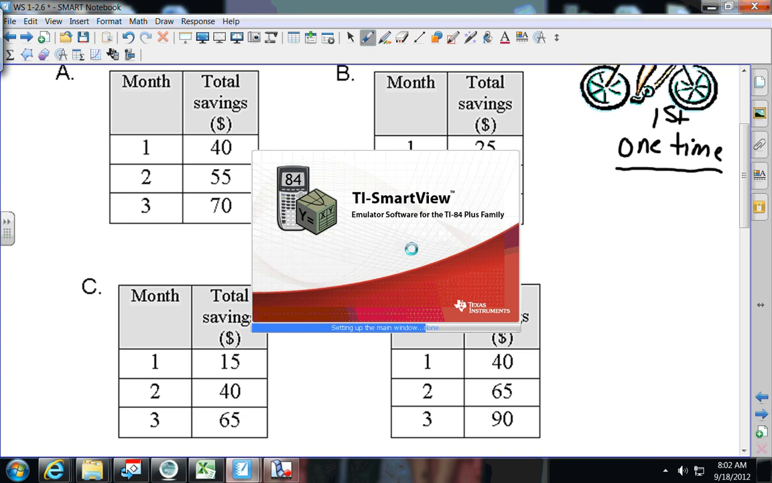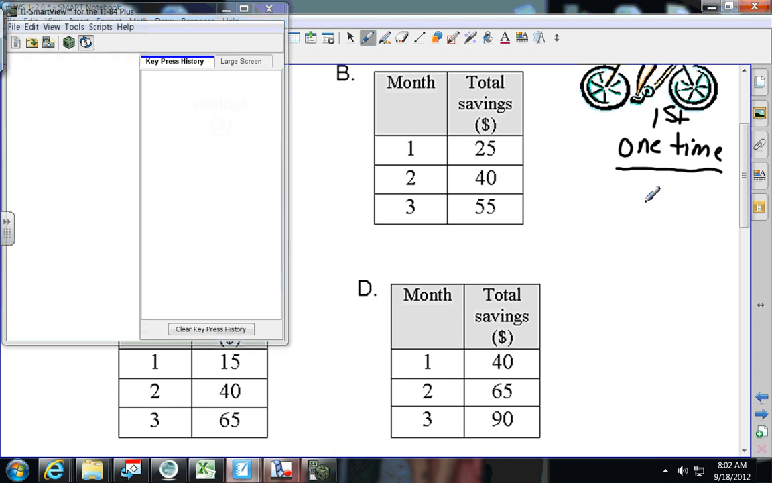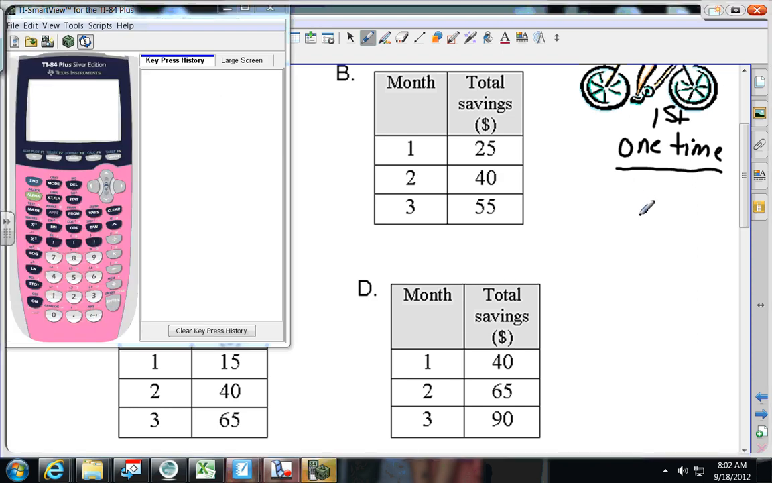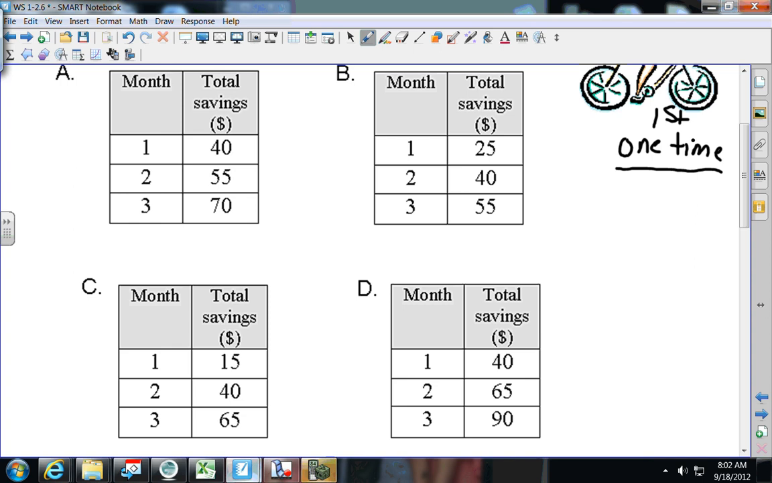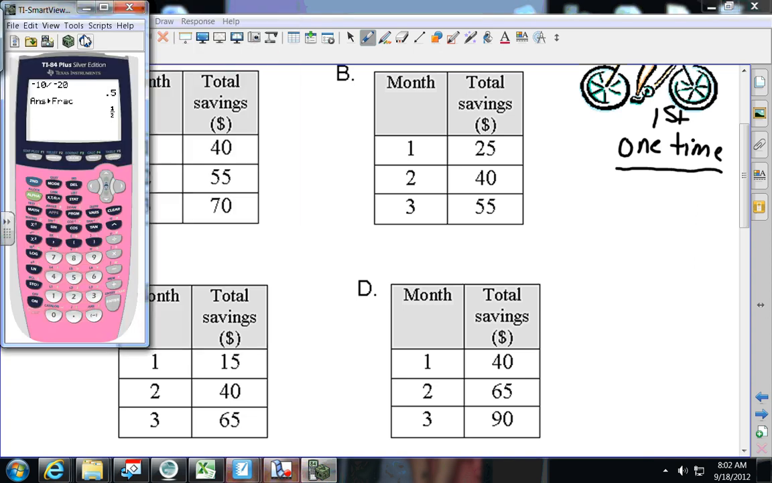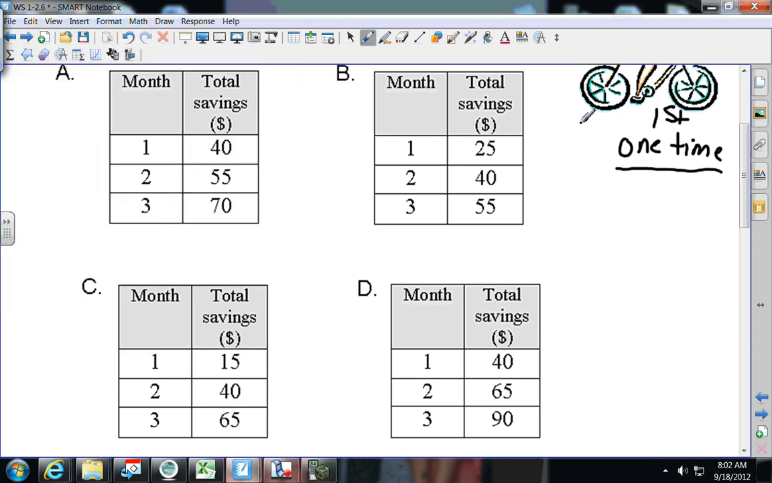Oh, now, look, now the calculator wants to come up. Really? Okay, what happened?